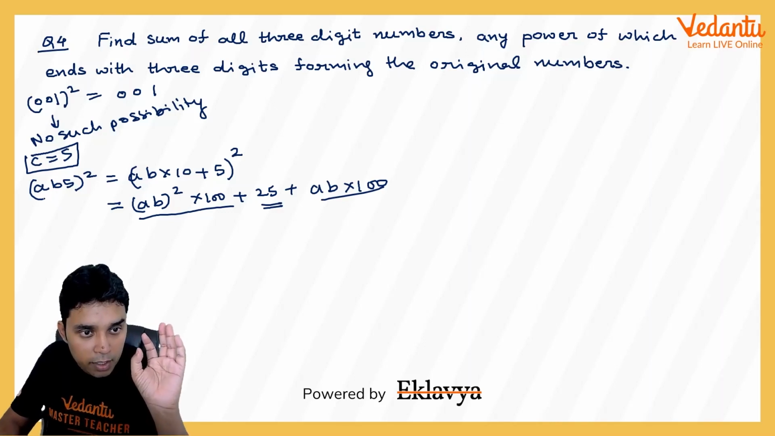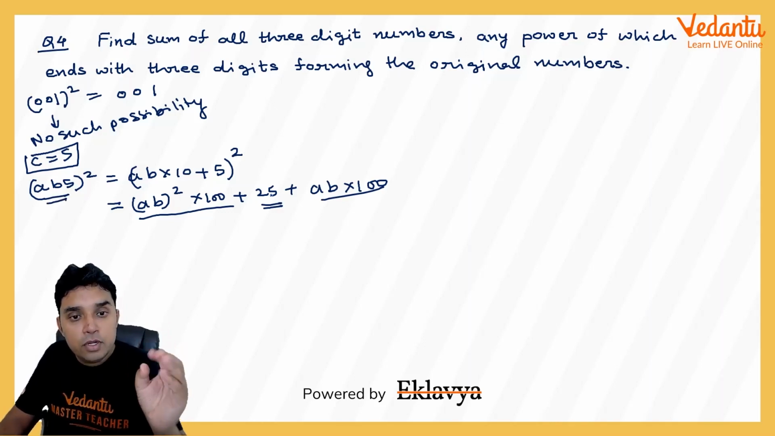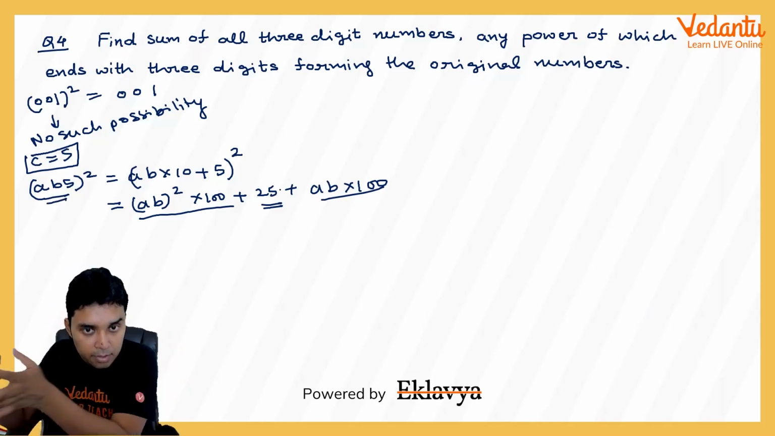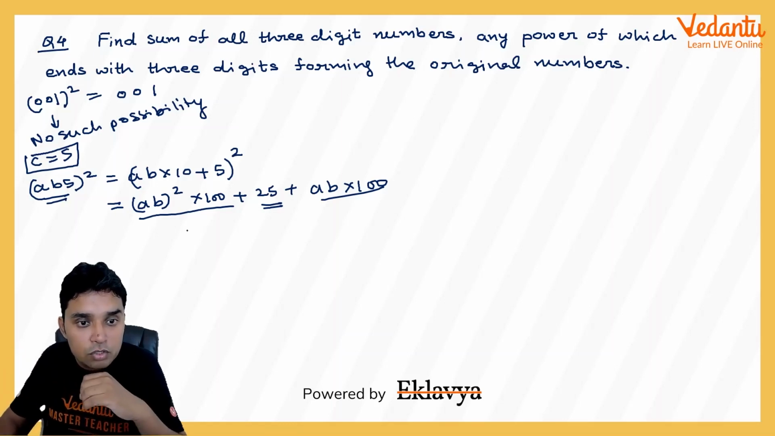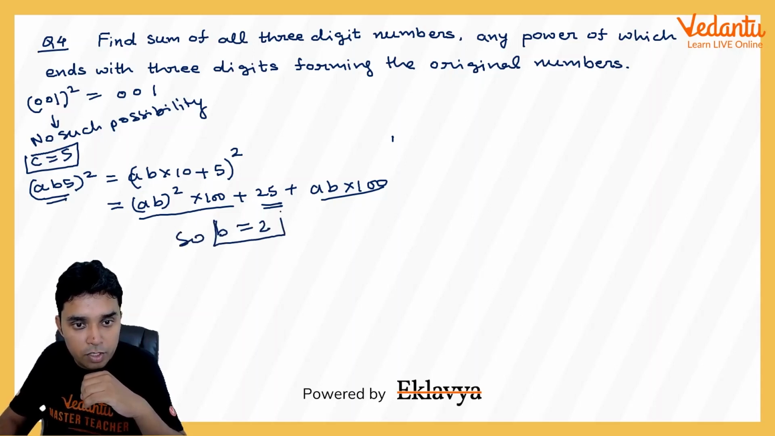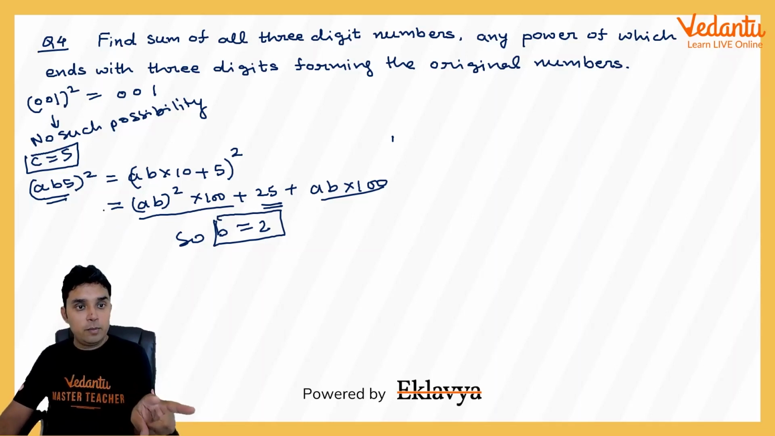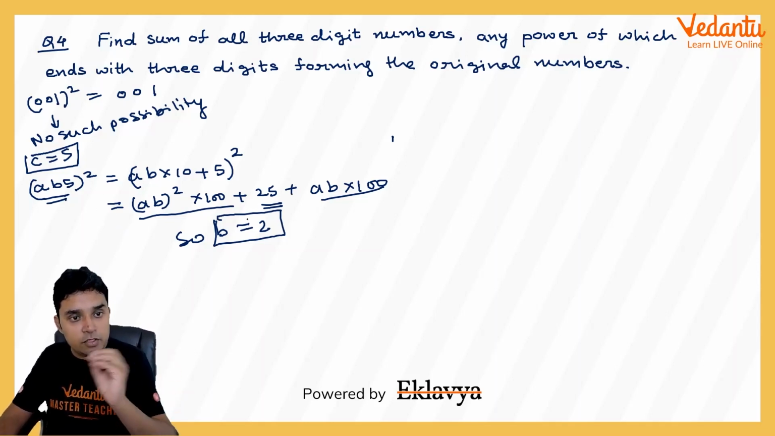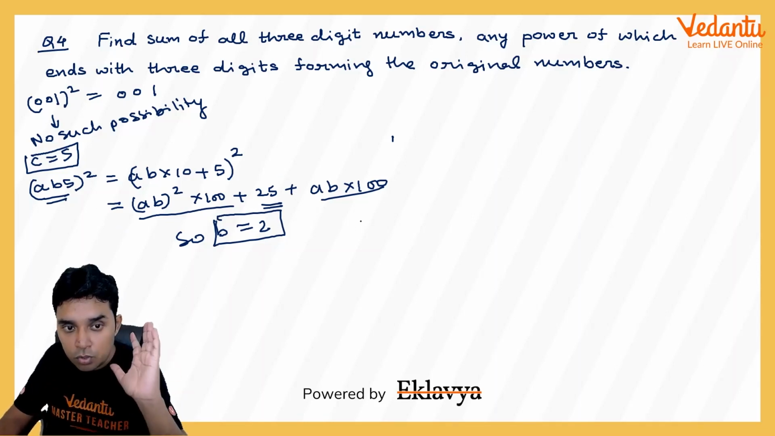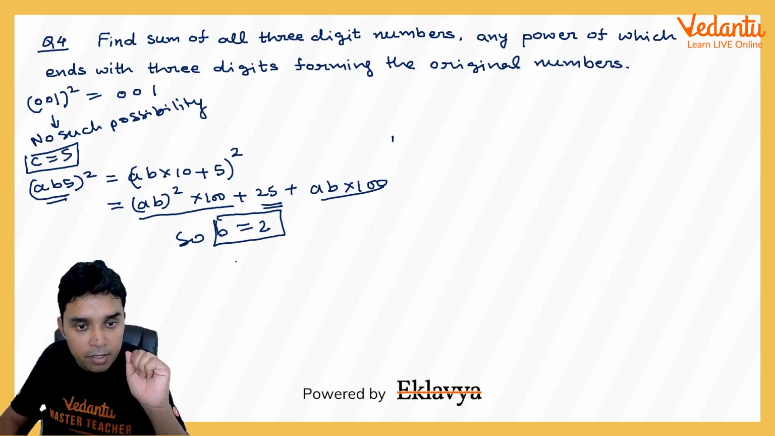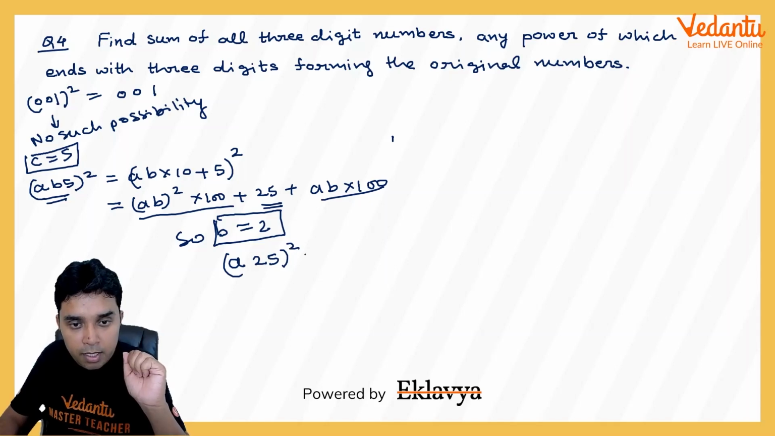So if we want AB5 to be at the end on the right hand side also, we get here b to be equal to 2. You can check, the unit place is 5 here. We want the tens place also the same as on the right hand side. So b is equal to 2. So my number now would be A25 whole square, and I will write this as A into 100 plus 25 whole square.